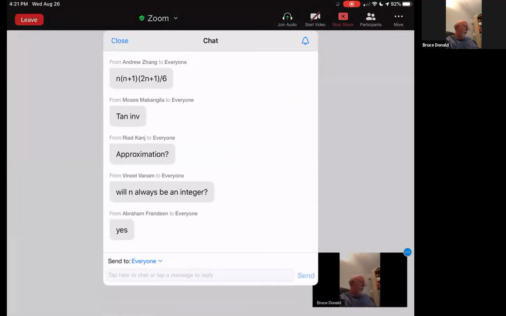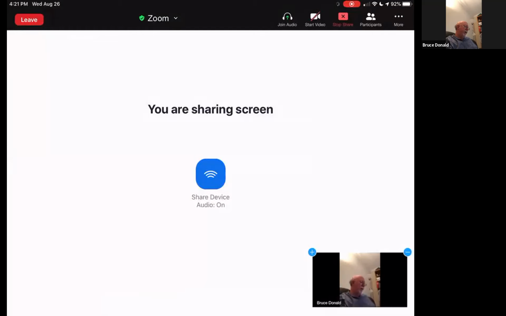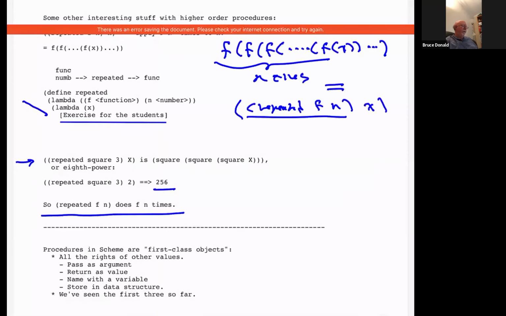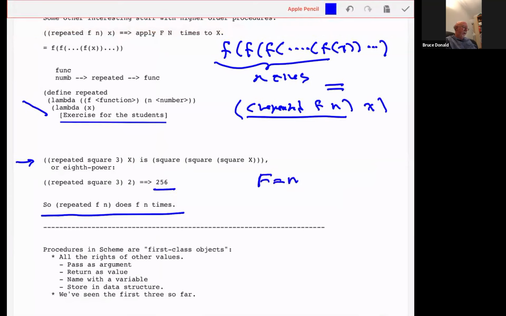N will always be an integer in this case. This is a very interesting mathematical question. Abe already answered this question. So it relates to actually a deep question in physics. If you think of acceleration, you have F equals ma, right?